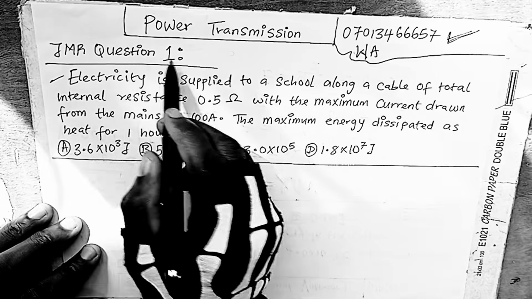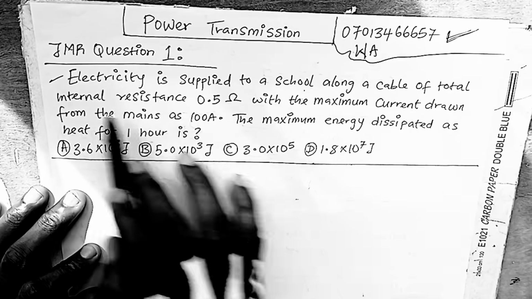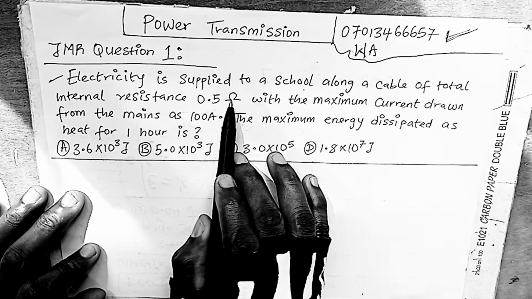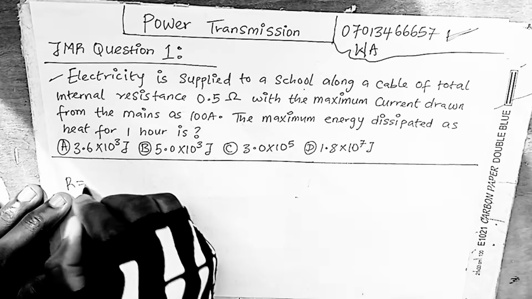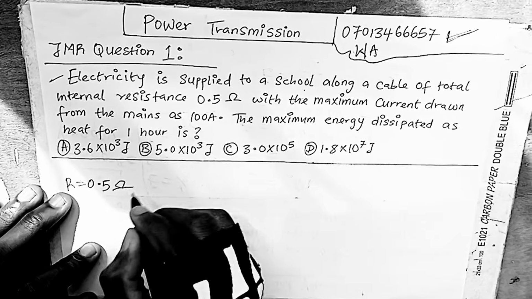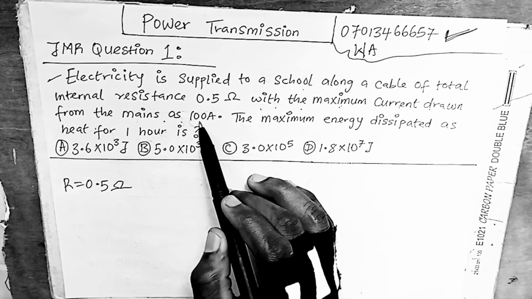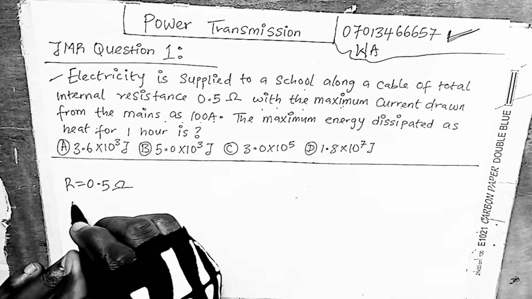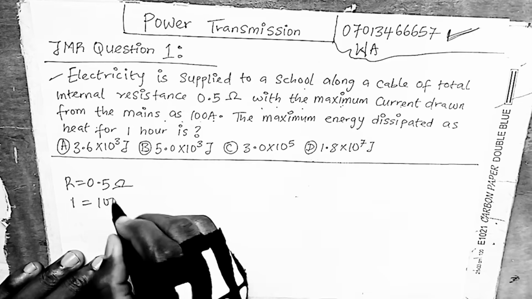JAMB must-repeat question 1. It reads: electricity is supplied to a school along a cable of total internal resistance 0.5. That's the total internal resistance, R equals 0.5 ohms, with the maximum current drawn from the mains as 100 ampere. Then we write current, I equals 100 ampere.